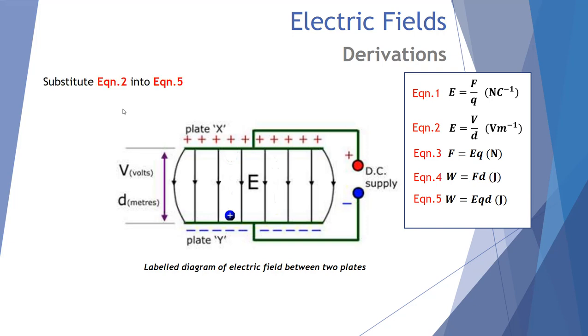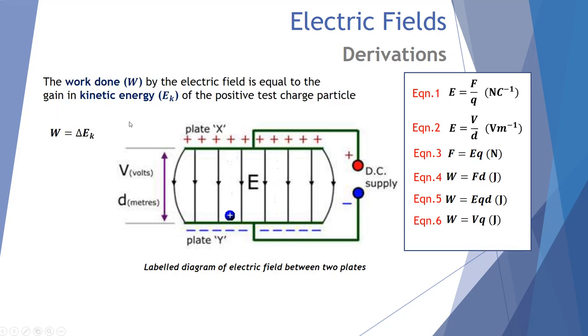Now we're going to look at substituting equation 2 into equation 5 to derive one more equation. So equation 5, the one we just derived, work equals electric field strength times the charge times the separation distance. And equation 2 was the electric field strength equals the voltage divided by the distance. So where we have an E here in equation 5, I'm going to replace it with V over D. You can see here that the divide by D and the multiply by D simply cancel out. And that leaves me with the new equation, equation 6, where work is equal to the voltage times the charge.